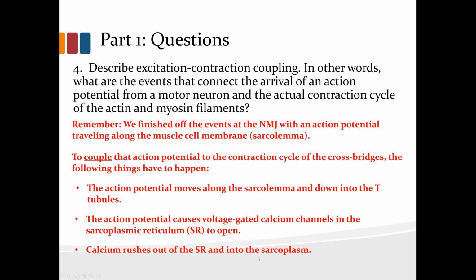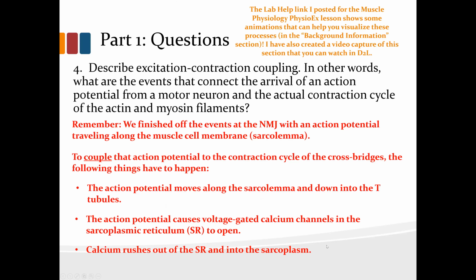Remember, calcium levels in cytoplasm or sarcoplasm, which is the cytoplasm of muscle cells, is always low. You have high calcium outside the cells, you have high calcium inside the SR, but in the sarcoplasm itself, levels are low. So calcium will want to go from the high level of calcium inside the SR to the low level outside the SR, so calcium rushes out of the SR. So this is what couples our excitation to our contraction.